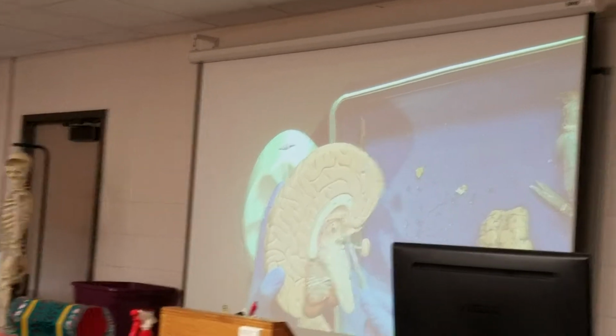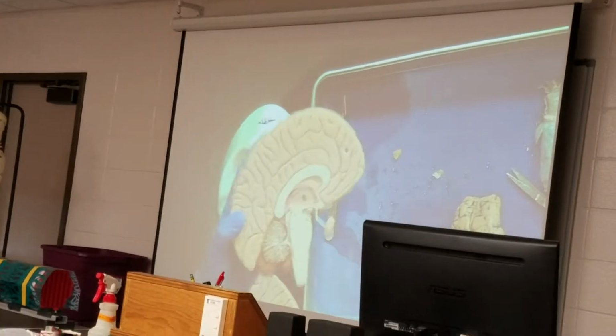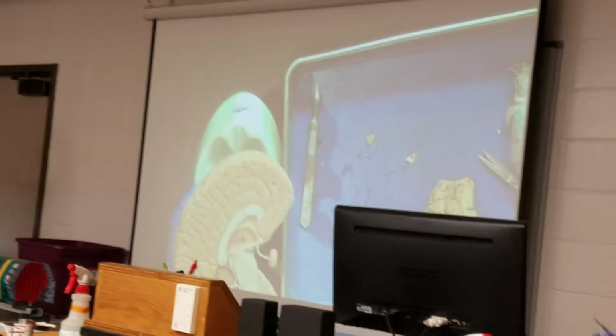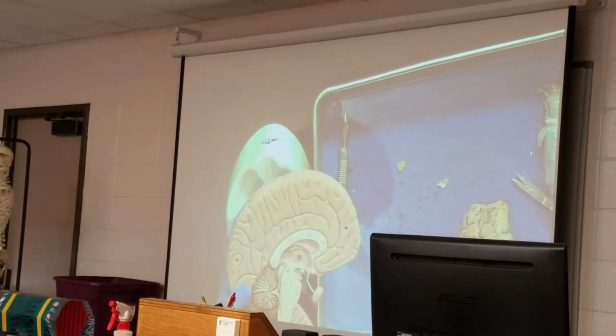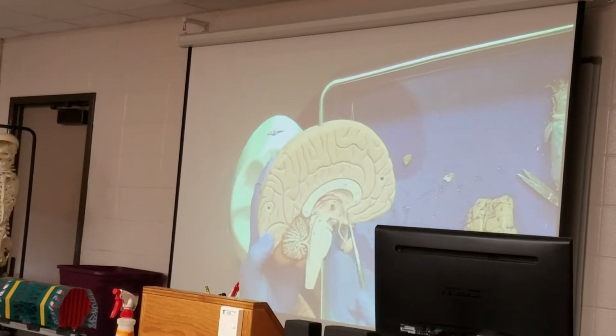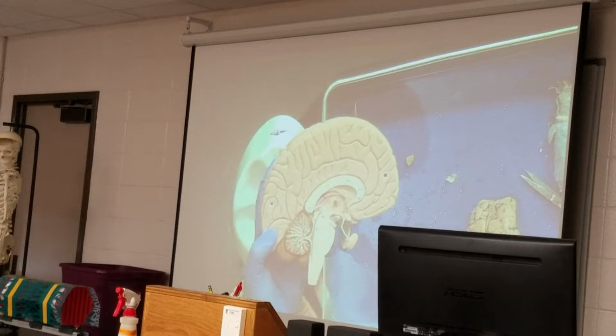There's a bunch of structures that it has, but we only need to know two. We're going to go over this in a second. So these are all the major regions of the brain: the cerebrum, cerebellum, diencephalon, and brainstem.